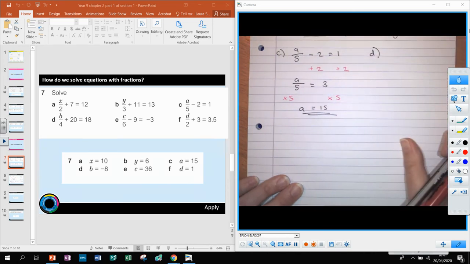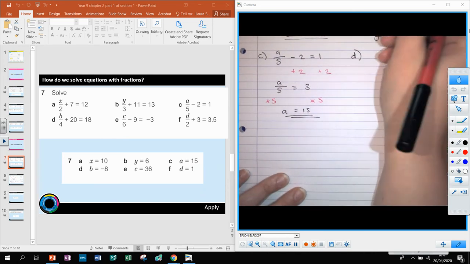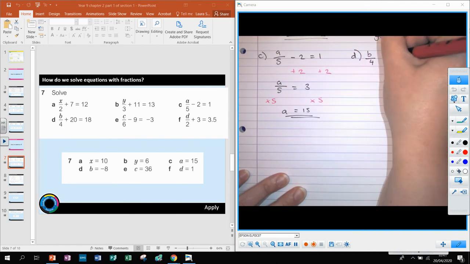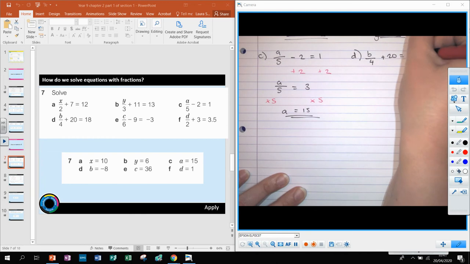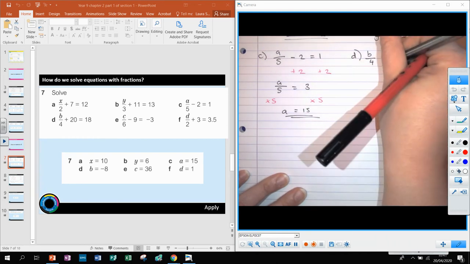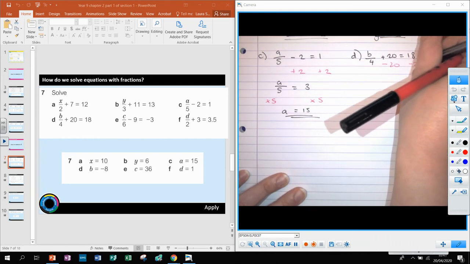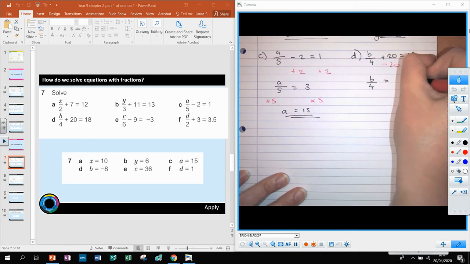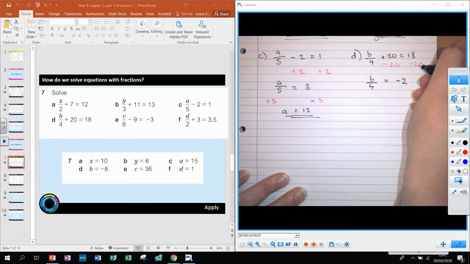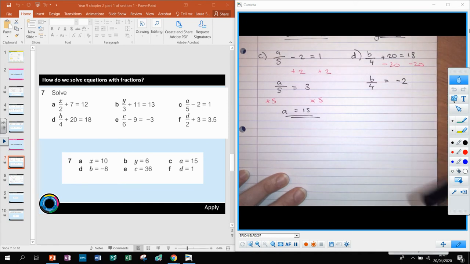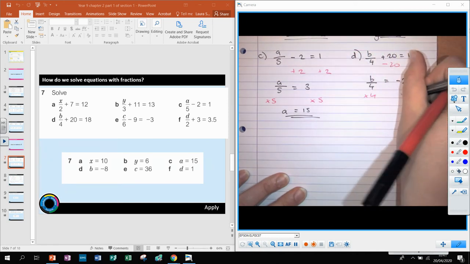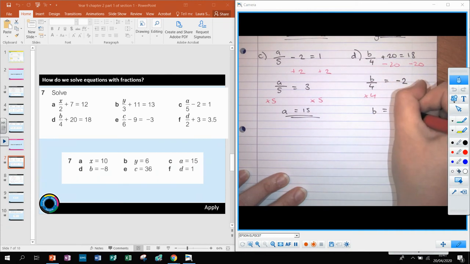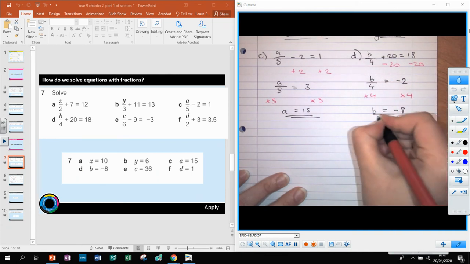For part D, we have b over 4 plus 20 equals 18. We then take away the 20, and this gives us b over 4 equals negative 2. 18 minus 20 is negative 2. We then multiply by the 4, and this gives us b is equal to negative 2 times 4, which is negative 8.